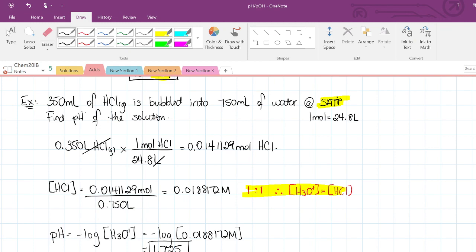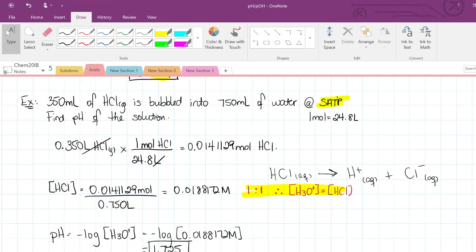What I need to know is the concentration of the hydronium. And remember, I'm using these terms interchangeably. We're just taking regular old Arrhenius here, to figure out the ratio between the hydrogen and the solute. It's a 1-to-1 ratio, which means that the hydronium ion concentration is equal to the hydrochloric acid concentration. And so pH is equal to negative log of hydronium, negative log of 0.0188172 moles per liter, and we get 1.725 as our pH.